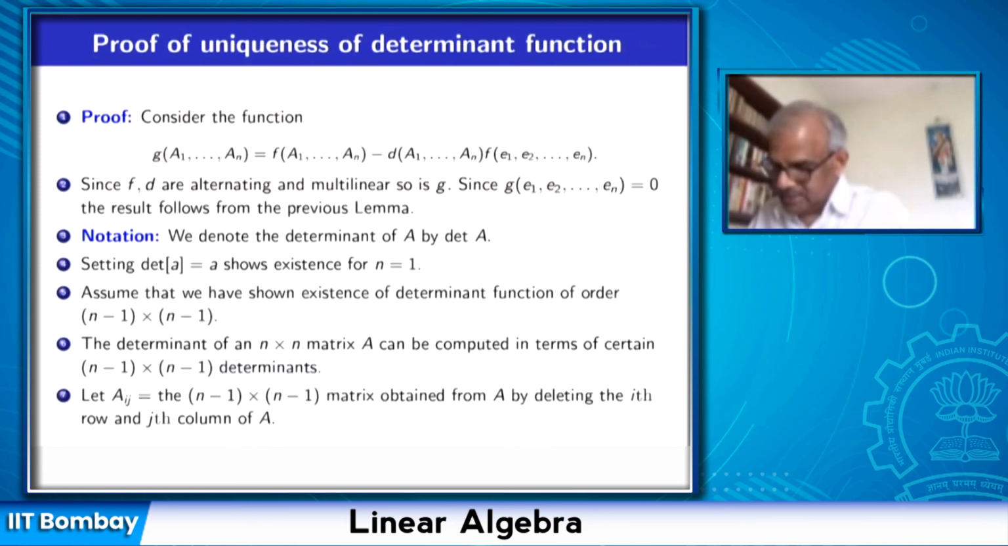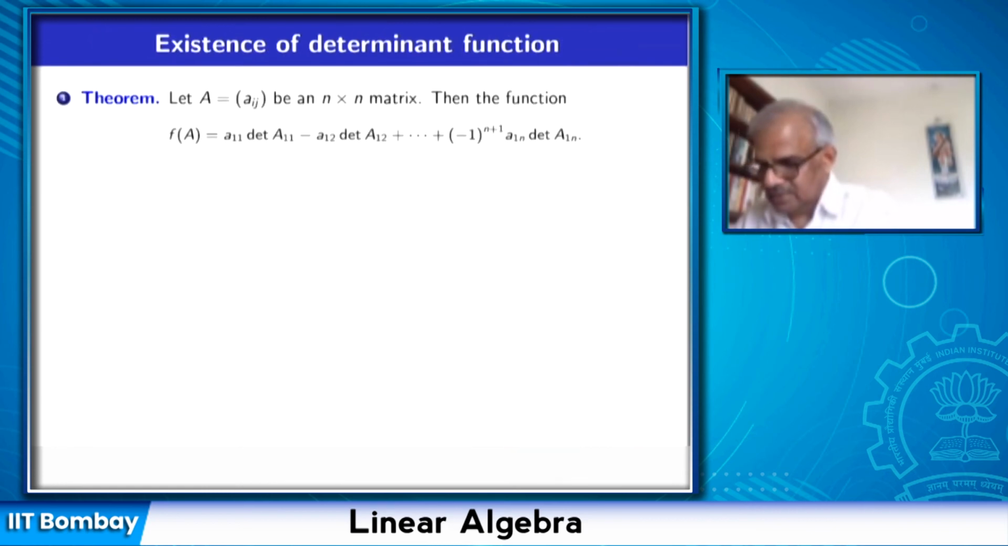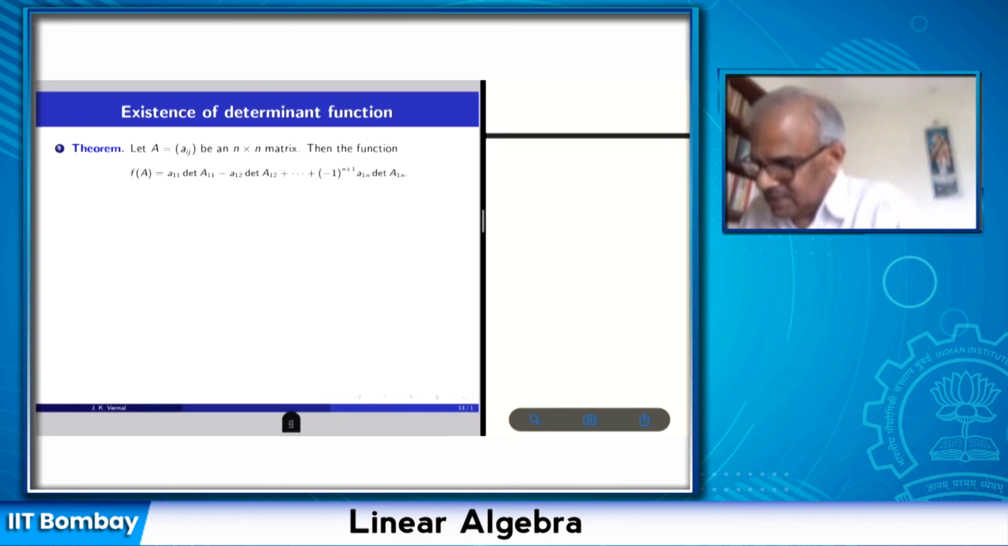So let us look at Aij to be the n minus 1 by n minus 1 matrix obtained from A by deleting the ith row and jth column. So I have this n by n matrix, and I look at the ith row and jth column and remove them. Once you remove them, I am left with a matrix of smaller size. It is a square matrix. By induction, I know its determinant. I know the formula for its determinant.